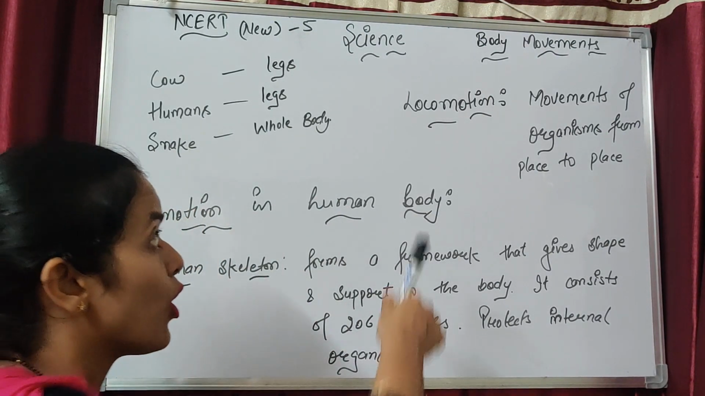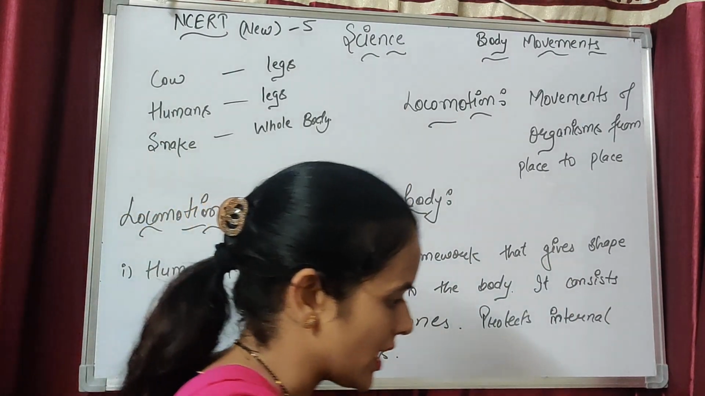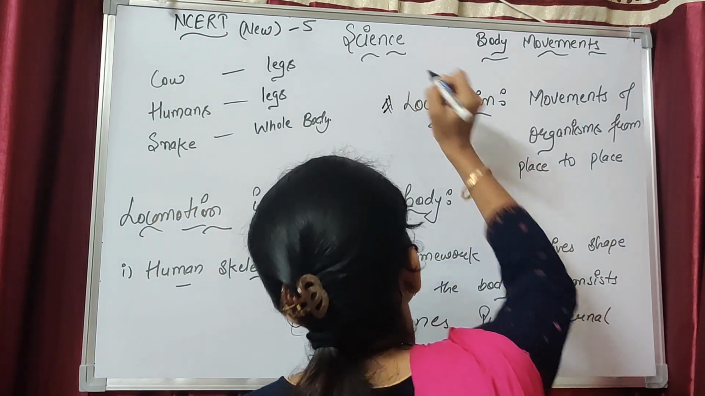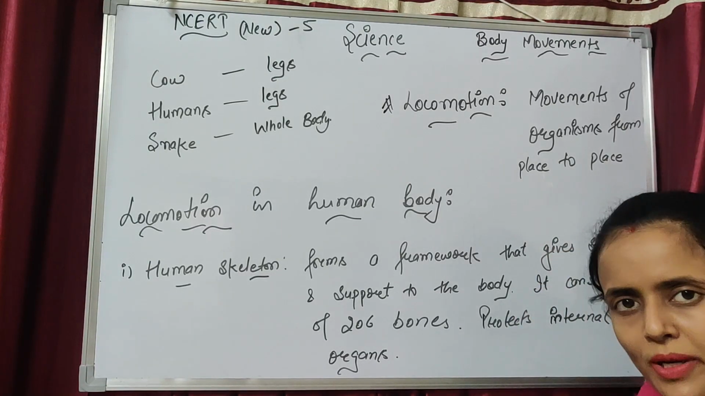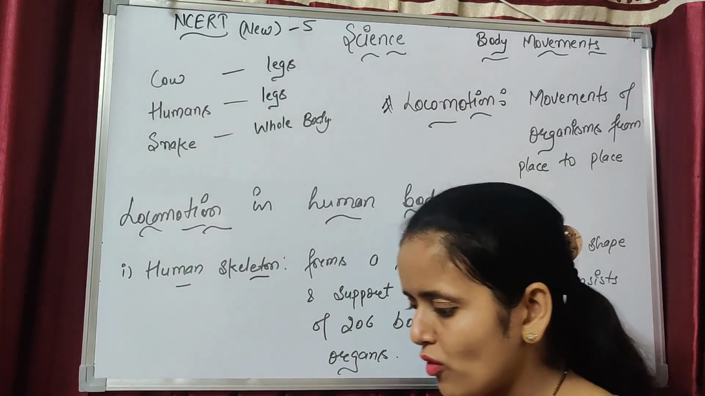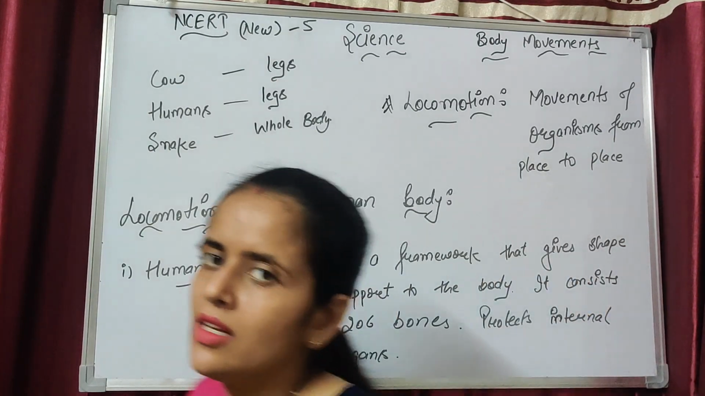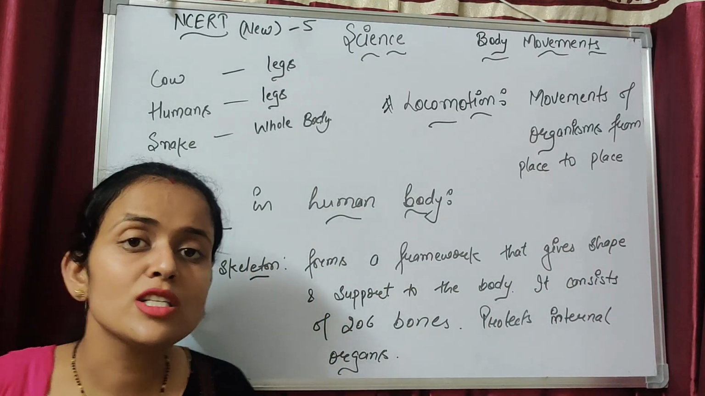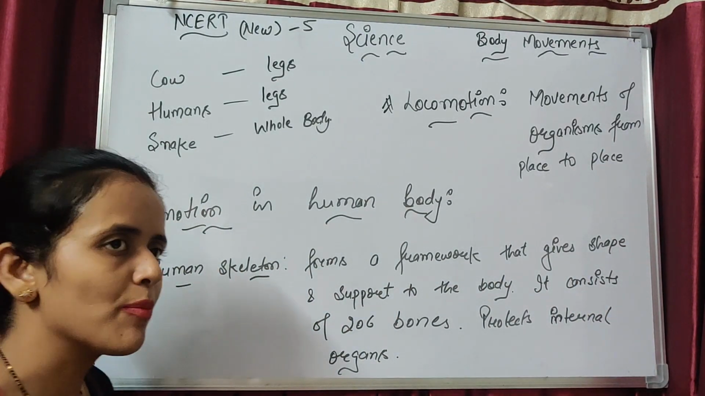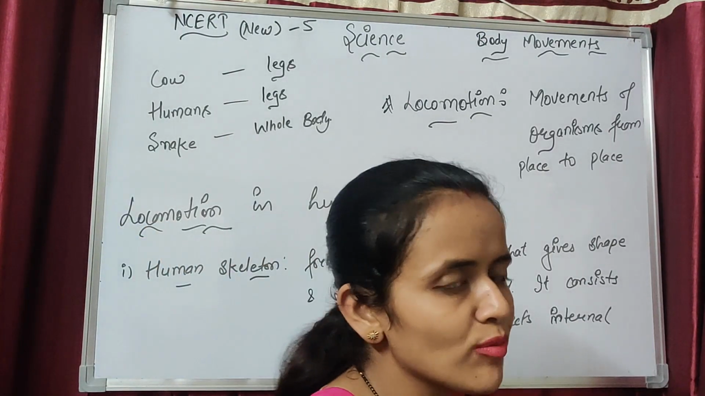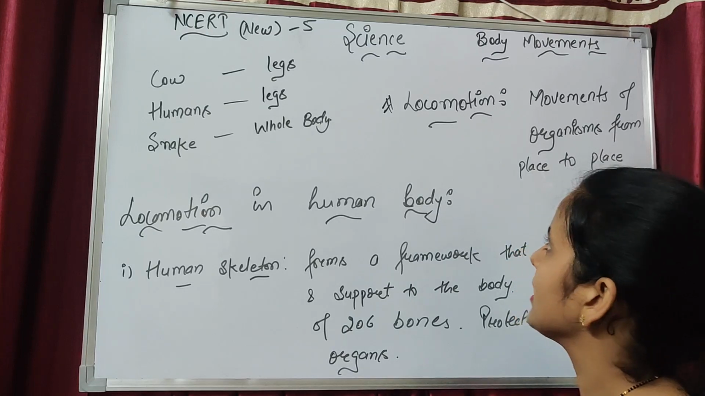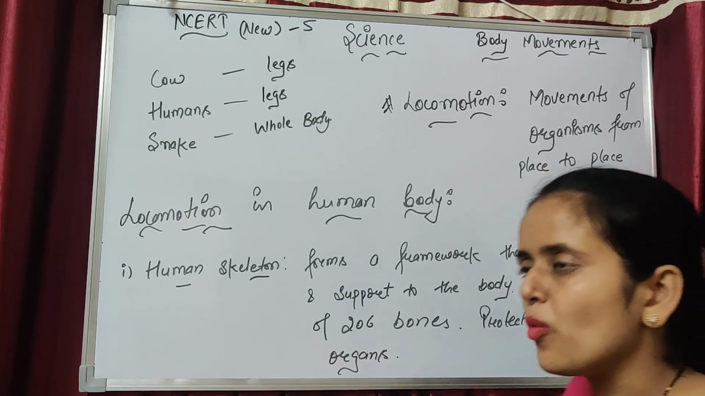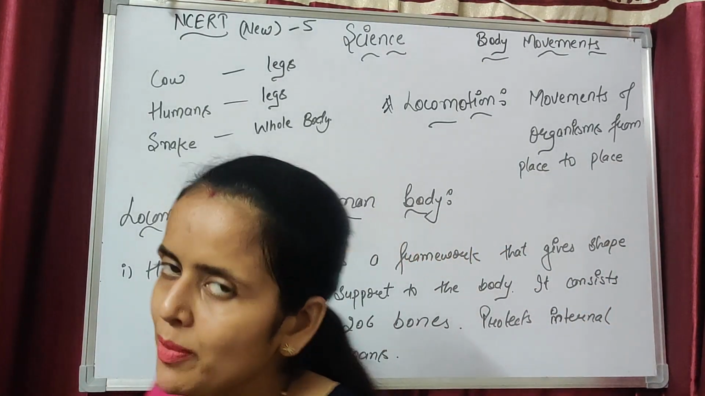So let's see, what is locomotion? The first word is locomotion. Locomotion is the movement of an organism from one place to another. If I move from here to here, from one place to another, it is locomotion. It is an example of locomotion. Yes, it is a short movement, but this is also locomotion. So we will study locomotion, the movement of an organism from one place to another.